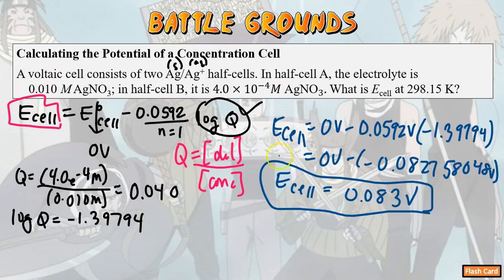All right, so my non-standard cell potential is going to equal 0 volts minus, if I just take 0.0592 divided by 1, I simply get 0.0592 volts, multiplied by my log of Q, which I already found as negative 1.39794. So I'm going to multiply these two numbers together, and I get negative 0.082758048 volts. Of course, I'm going to add that to 0, and I get 0.083 volts as my final answer. This is the non-standard cell potential of the Ag+ half cell.